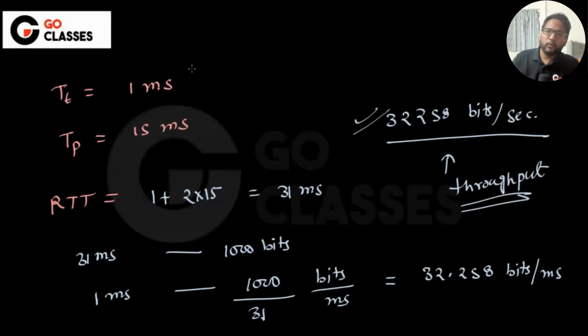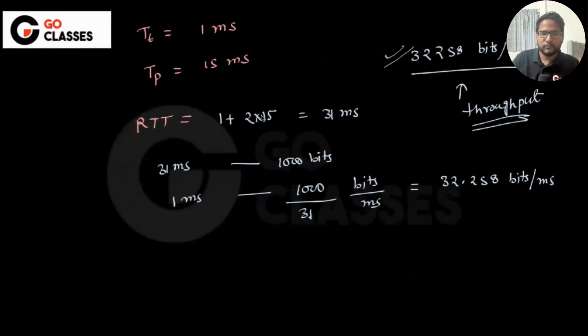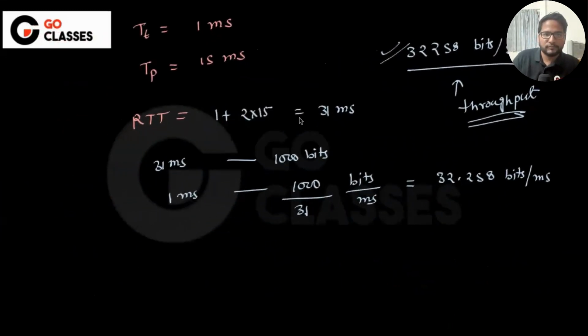Cool. So if you want, you can find out the throughput using efficiency also. So what is the efficiency? Efficiency is TT upon RTT, which is 1 upon 31. This is the efficiency, right?